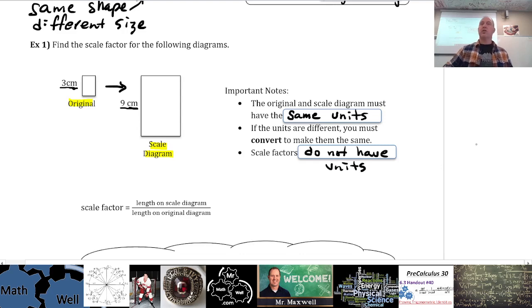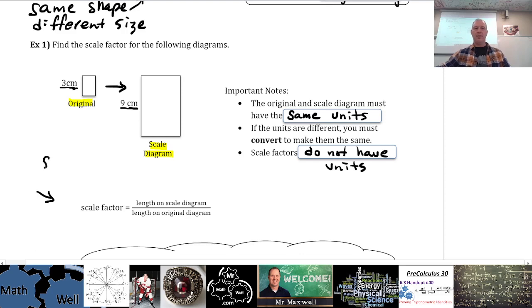So a scale factor is not in centimeters or meters or kilograms or whatever. There's no units. And that's because we divide those units off. They're the same units on top as on the bottom of a division, so they divide out. They cancel each other off. So there's no units. All right, so let's go ahead, knowing that now, remembering this is our scale factor formula.